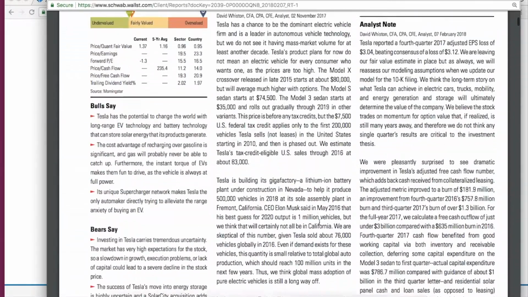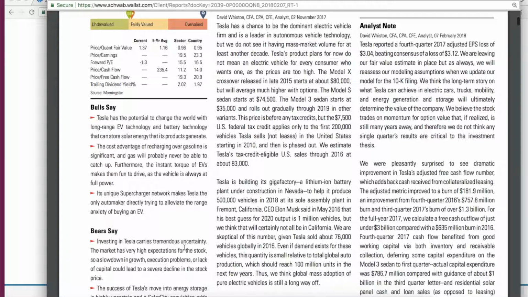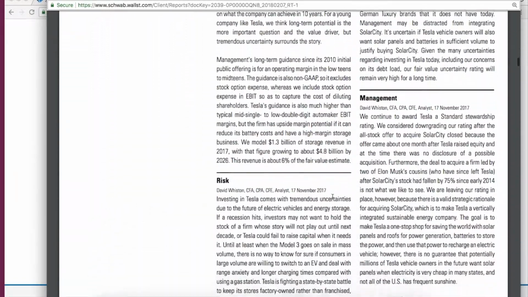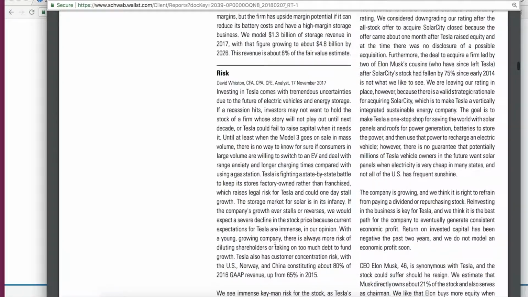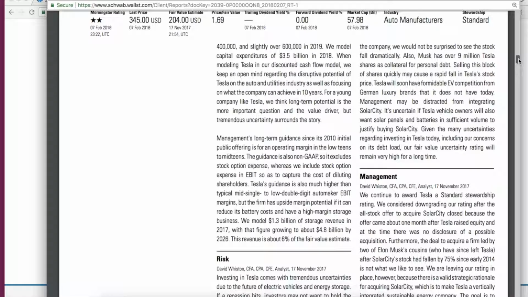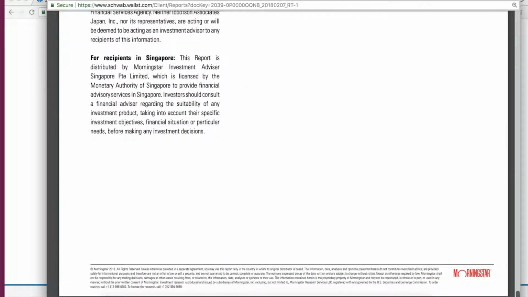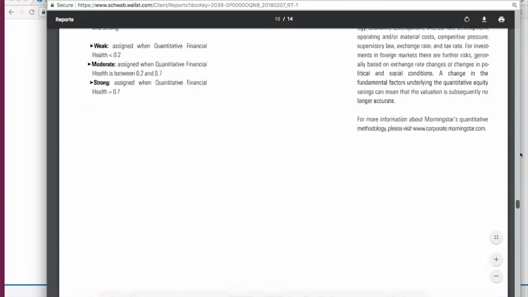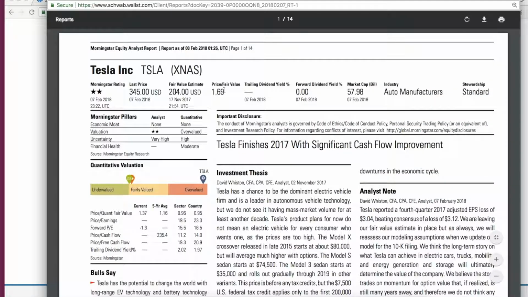So they give you the pros and the ones who are against the stock, valuation, you name it, right? The risk, every single little thing that you have to consider. This report is actually quite long. If I'm not mistaken, how many pages? It's a total of 14 pages versus the 2-3 pages that we saw in the other reports.